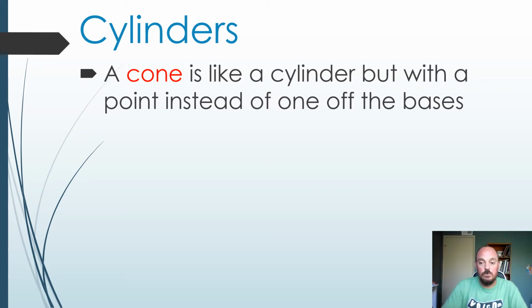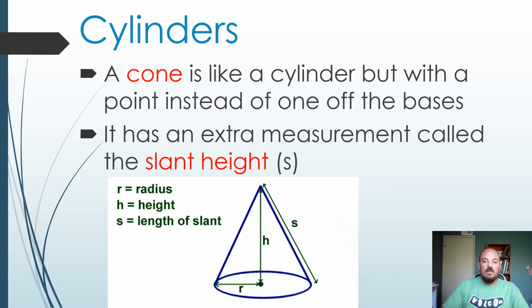Okay, now a cone is just like a cylinder, but we're going to do the same thing we did with the pyramid yesterday. We're just going to say, instead of having a circle on top and bottom, we're going to take one of those circles, turn it into a point, and we're going to meet at a point on one end instead of having two bases. Now, because of that, you get an extra measurement in there. A cylinder only has two measurements. You have the radius of the circle, and you have the height of the cylinder, and that's it.